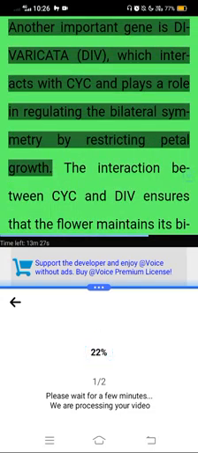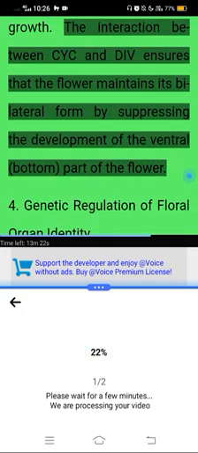Another important gene is DICHOTOMA or DIDARICATA, DID, which interacts with CYC and plays a role in regulating the bilateral symmetry by restricting petal growth. The interaction between CYC and DID ensures that the flower maintains its bilateral form by suppressing the development of the ventral, bottom part of the flower.